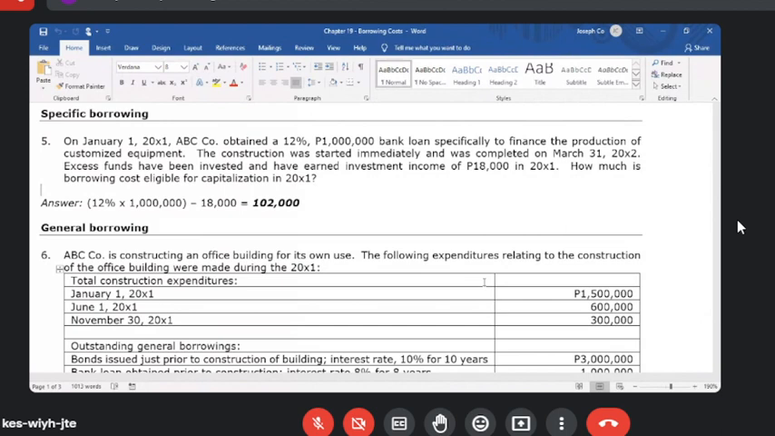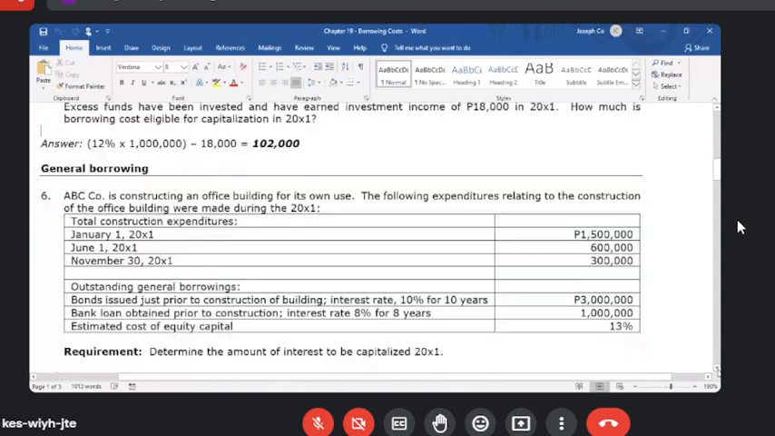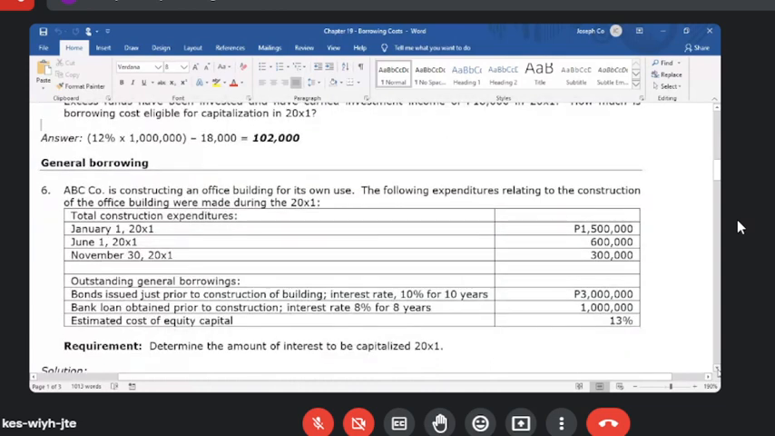Next is general borrowing. Meron tayong step na susundin. ABC company is constructing an office building for its own use. The following expenditures relating to the construction of the office building were made: construction expenditures on January 1, June 1, and November. Outstanding general borrowing: bond issued just prior to construction, 10%, 3 million; 8%, 1 million. Ignore the cost of equity capital. What is the capitalized borrowing cost?